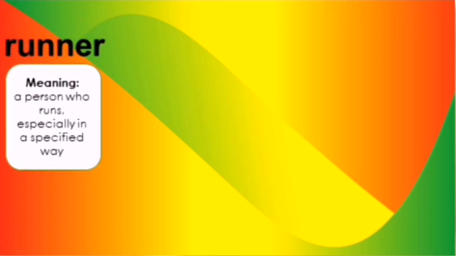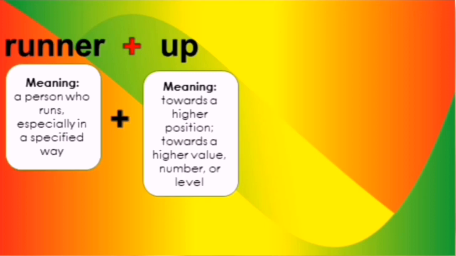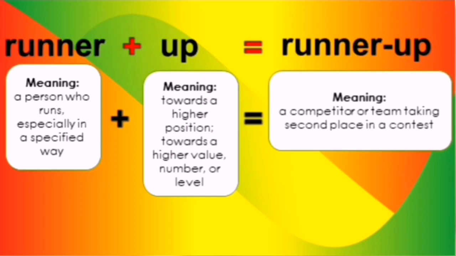Runner, which means a person who runs specially in a specified way, plus up, which means towards a higher position, towards a higher value, number, or level, results to runner-up, which means a competitor or team taking second place in a contest. Runner-up is an example of hyphenated compound word.